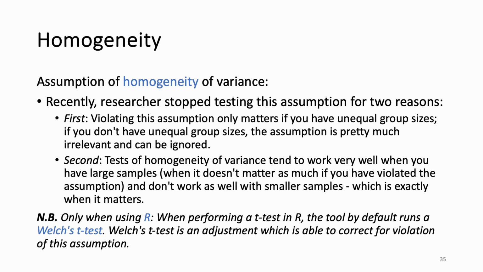However, if you want to use the t-test in R, when you perform the t-test, the tool by default runs a Welch t-test. The Welch t-test conducts an adjustment already, which is able to correct for the violation of this assumption. So if you conduct the t-test in R, it will run the Welch t-test, and you don't need to account for the homogeneity assumption. But of course, you have to talk about it in theory if you run this test.